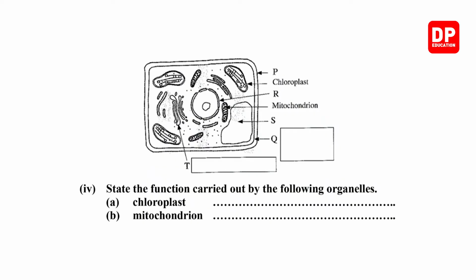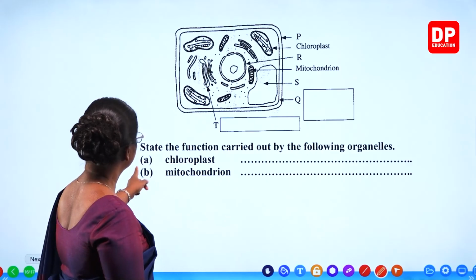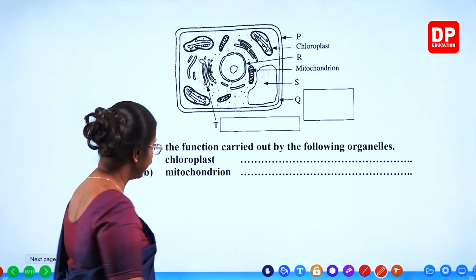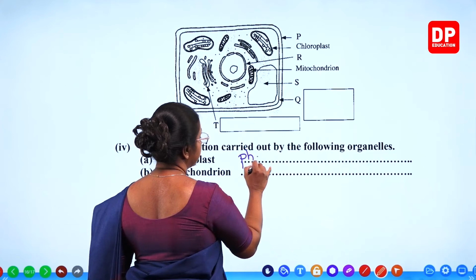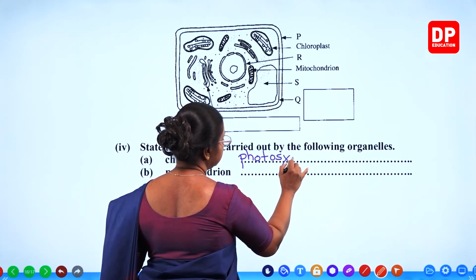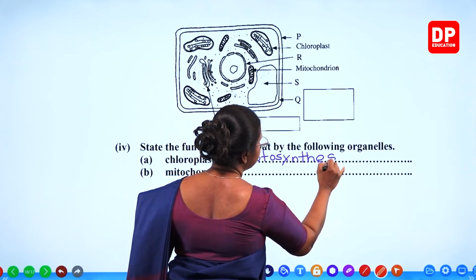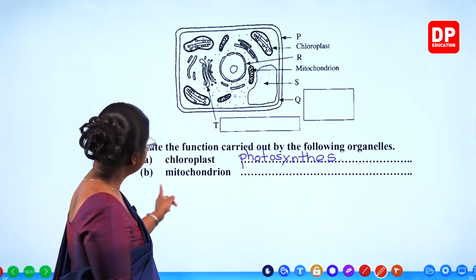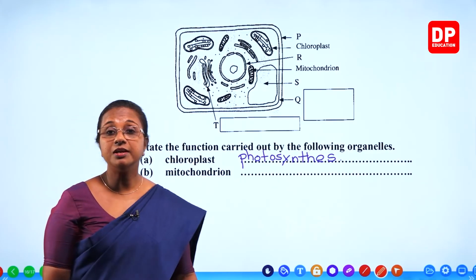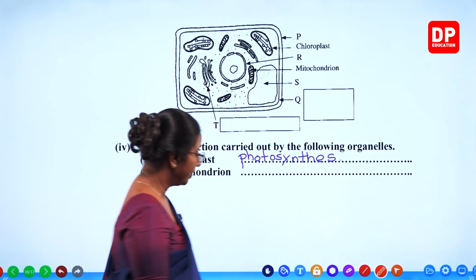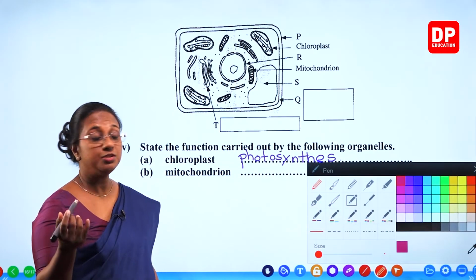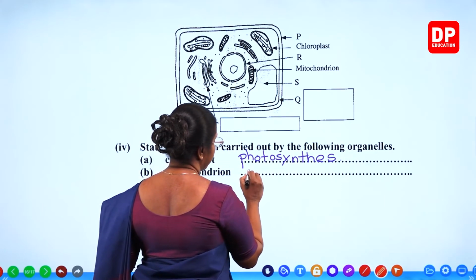Then the fourth one, state the function carried out by the following organelles. So there they have given A, chloroplast. What is the function? Photosynthesis. Chloroplast contains the chlorophyll, so that is photosynthesis. Then mitochondrion. Mitochondrion, that is aerobic respiration or cellular respiration, production of energy. You can write any one of those.